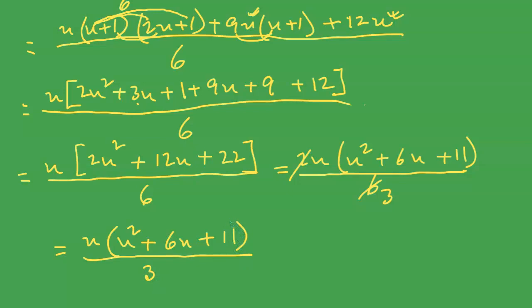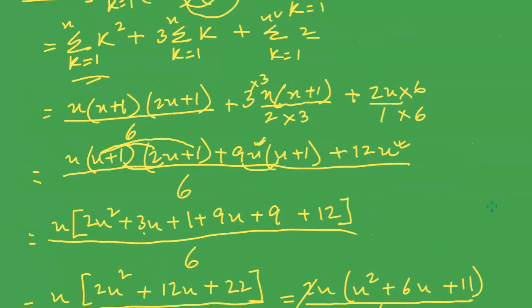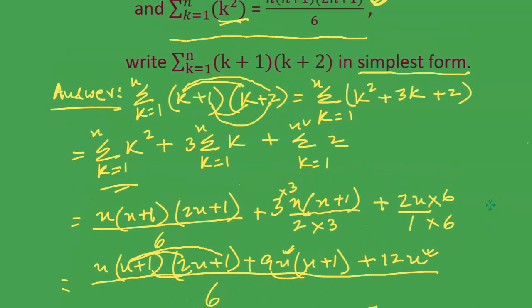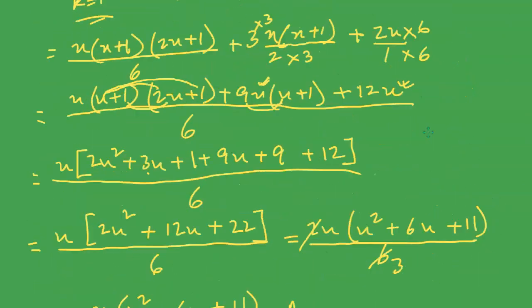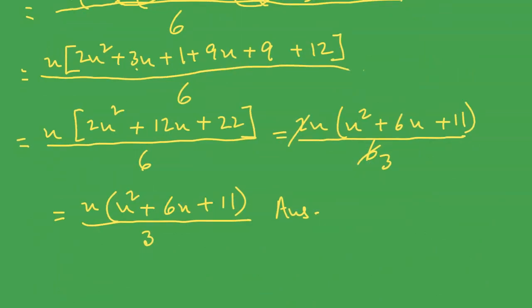11 is a prime number, so I cannot do any further factorization of this part, and this will be our answer. This is the simplest form. So you see, in simplest form they have asked us to give the expression, and this is the simplest form that I can do: n times (n squared plus 6n plus 11) over 3.